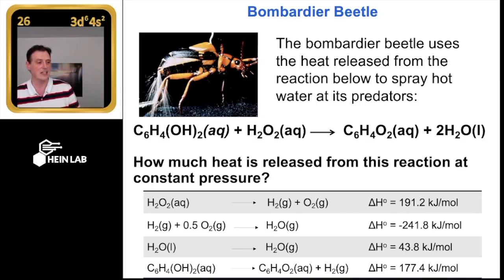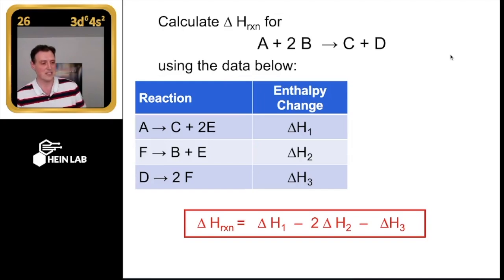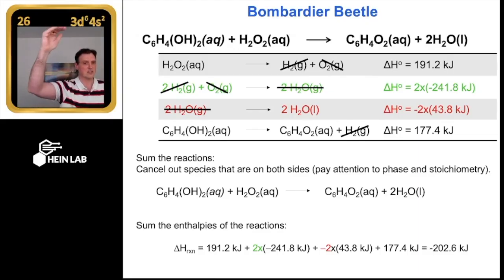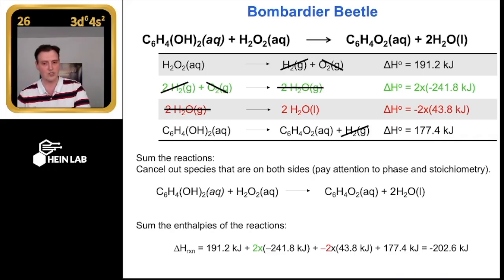Exactly. So again, you can work through this thing stepwise, piece by piece, but the overall cancellation looks something like this. Middle one's going to be a double. First one's good to go. Third one is a -2 times. Last one's good to go. Cancel, cancel, cancel. 202 kilojoules.